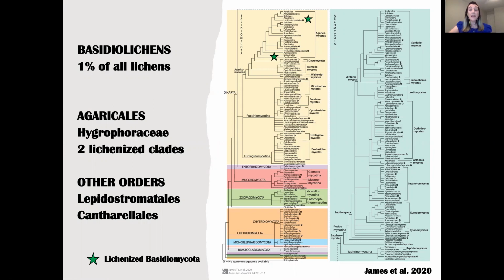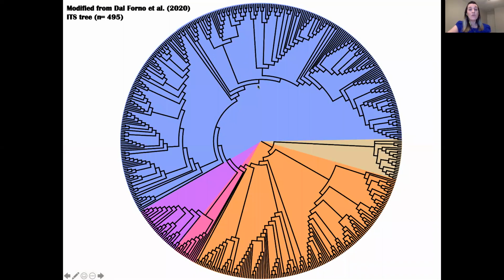And this family has the highest concentration of lichenized species in this division. And there are 2 other orders in Basidiomycota that have lichens, Lepidostromatales, which is entirely lichenized, and Cantharellales with the genus Multiclavula.